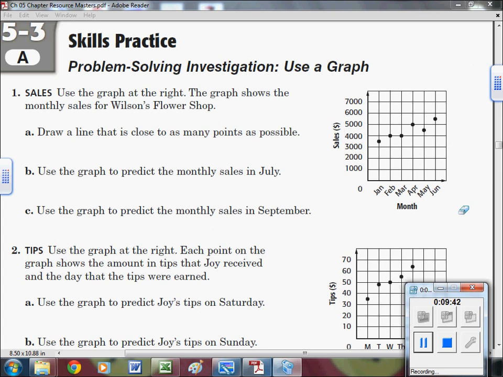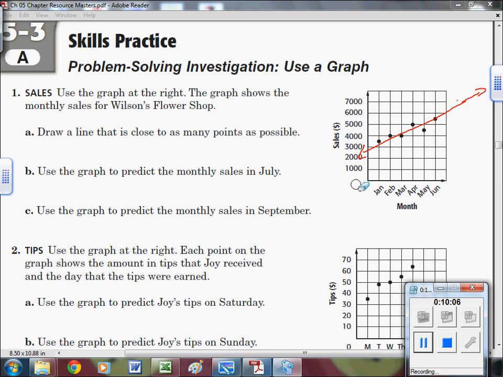All right, so let's move on with this question. Use the graph to the right. The graph shows the monthly sales for Wilson's Flower Shop. As the months go by, it looks like the sales are going up. All right, so that's good news. It means they're making more and more money each month. It says draw a line that is close to as many points as possible. Do your best to estimate it. Use a ruler, a piece of paper, or just your hand. It does not have to be perfect, but estimate it.